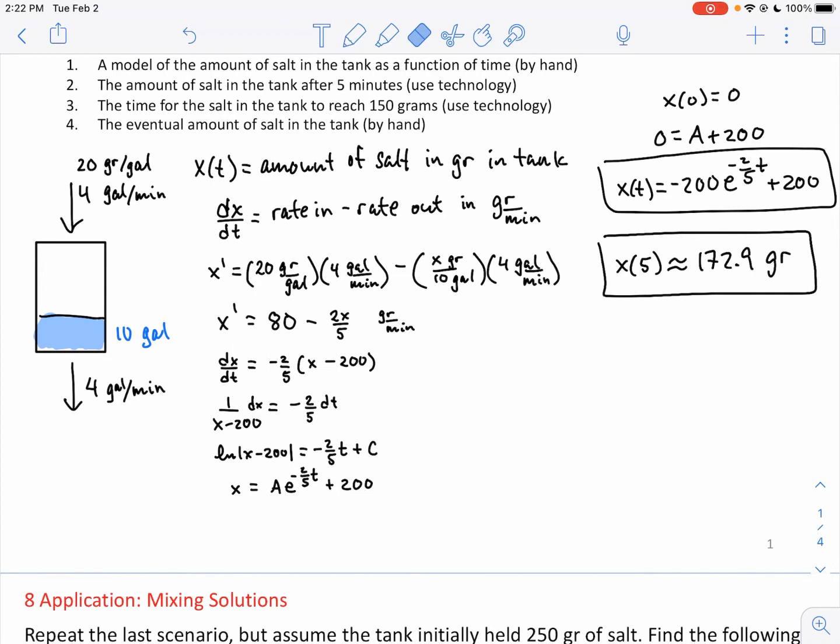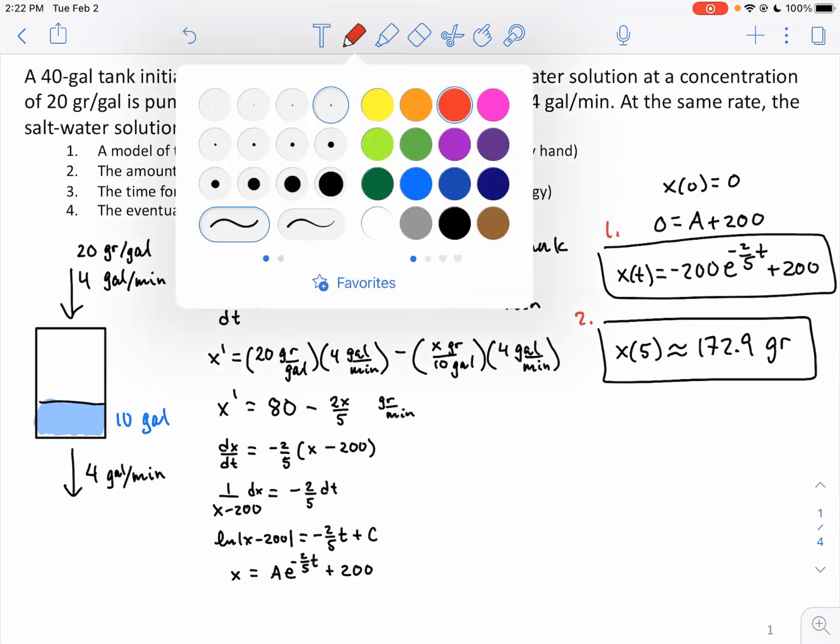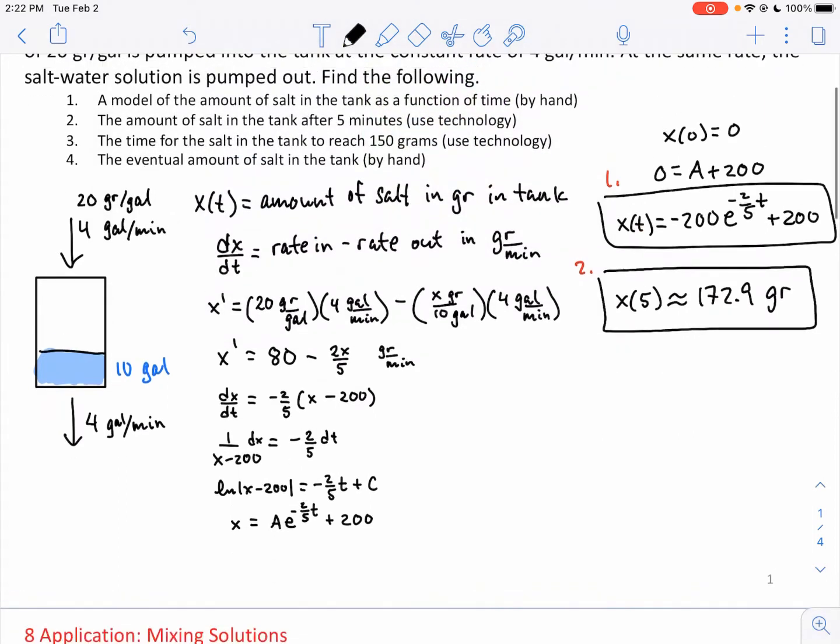Okay, I'm just going to erase that number 1. This answers question 2. Or I'll do it in red. There's question 1, here's question 2, and next question. Find the time for the salt in the tank to reach 150 grams.